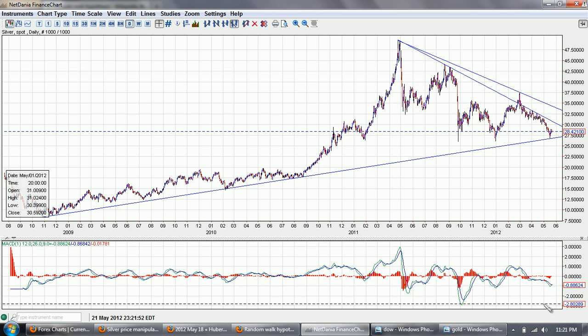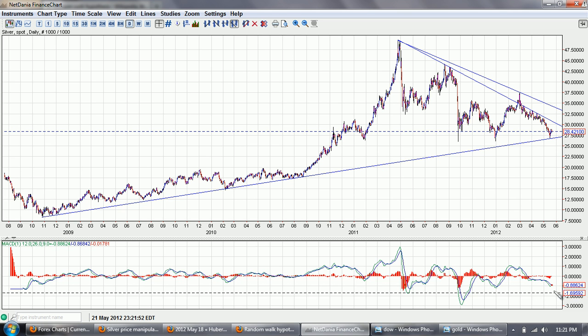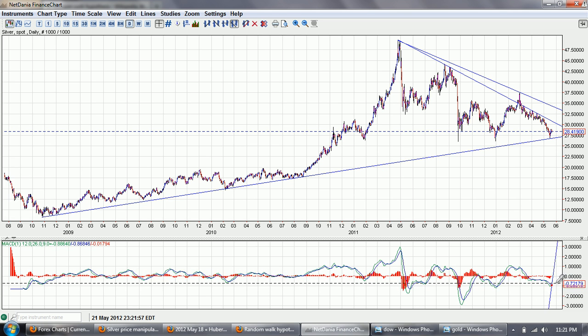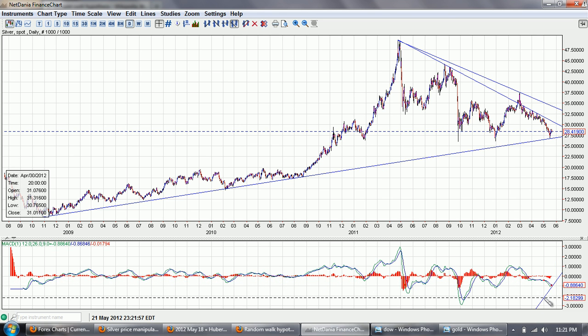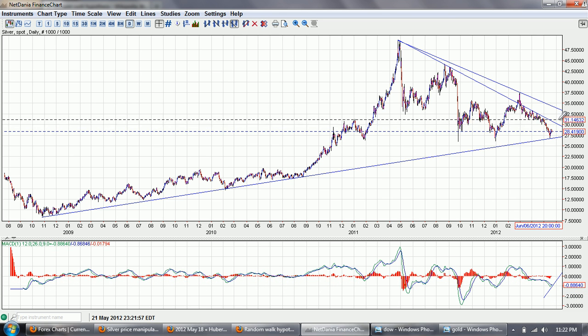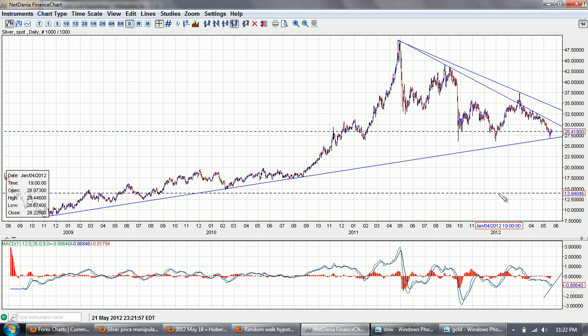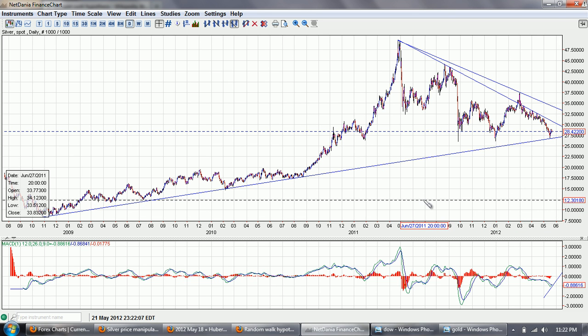So we'll see if this breaks through to the upside and falls through on the zero line, something like this. That may be enough to get us through one or both of these lines to move to the upside.